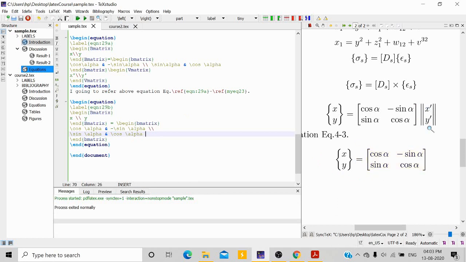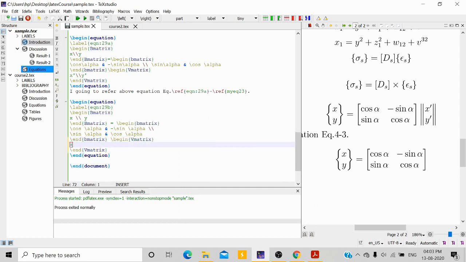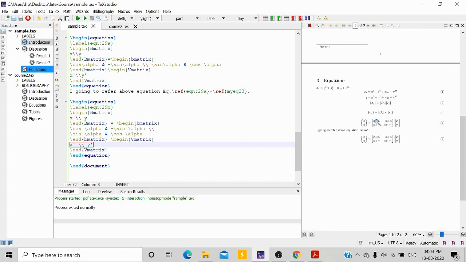Okay, and the last one, if I am going to put this, so this will come in begin V matrix. So begin V matrix for this kind of bracket. I'll put X, then X dash. Okay, X dash. So the single quote that I've used, X dash Y. Fine. Look. Okay. The equation number has come.